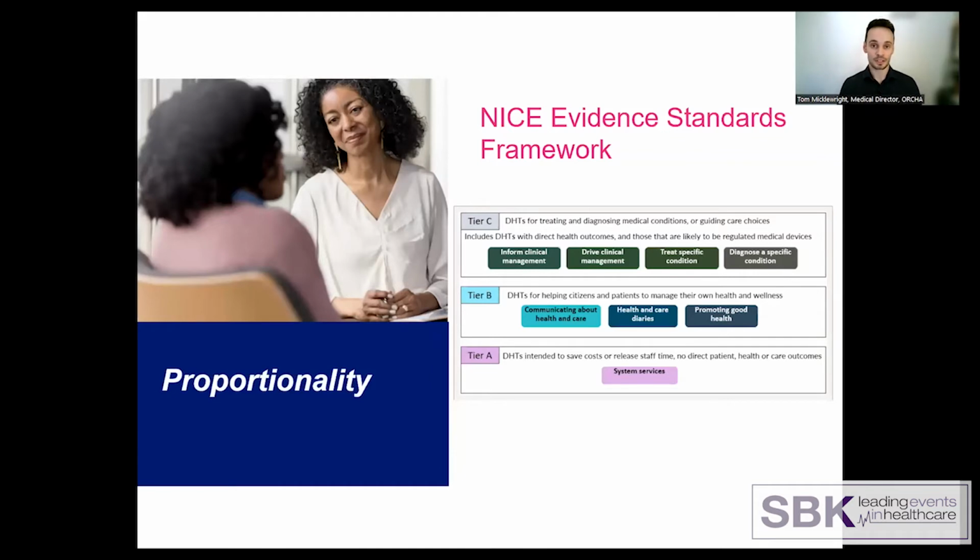So NICE's approach to this was to develop an evidence standard framework where they tier digital health products based on what they do. And at different tiers, they expect different levels of evidence. Next slide.